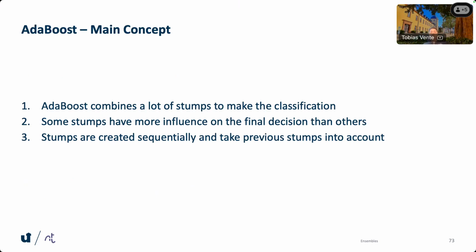So the main concept is AdaBoost combines a lot of stamps to make the classification. Some stamps have more influence on the final decision than others. Stamps are created sequentially and take previous stamps into account.